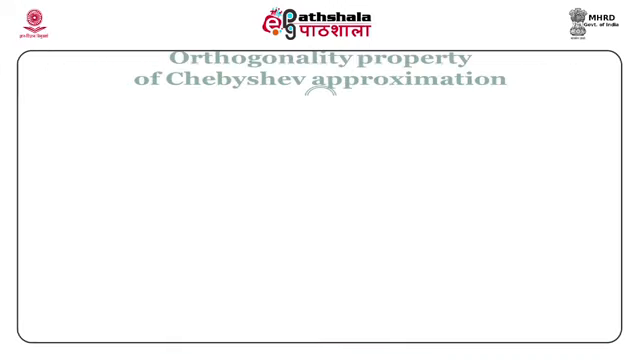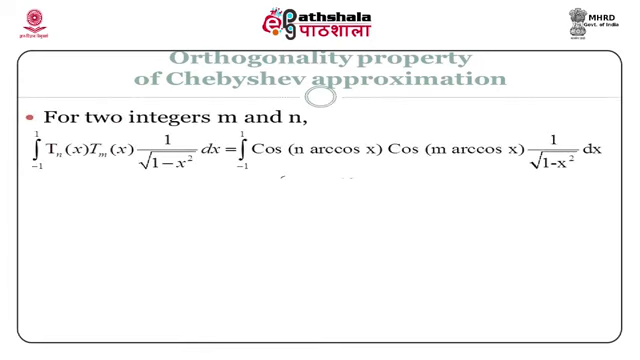So, for the orthogonality property we are talking about Chebyshev polynomials. For two integers m and n, the integral from minus 1 to 1 of Tn(x) into Tm(x) into 1 upon under root of 1 minus x square dx is equal to the integral from minus 1 to 1 of cos(n arc cos x) into cos(m arc cos x) into 1 upon under root of 1 minus x square dx.